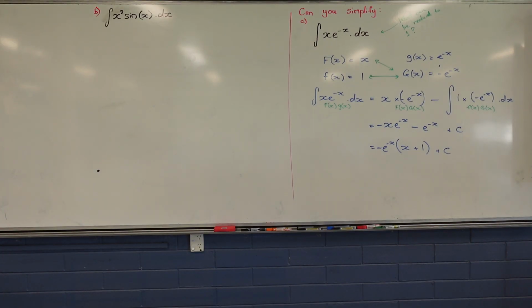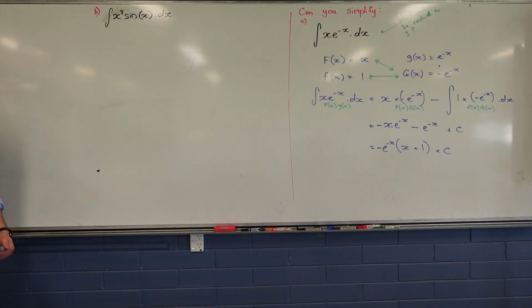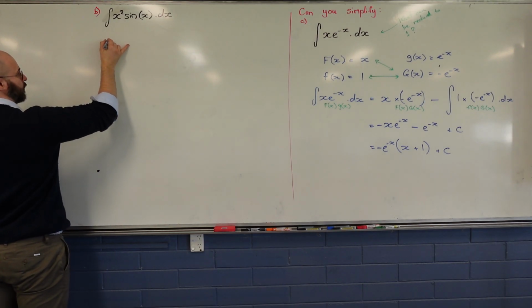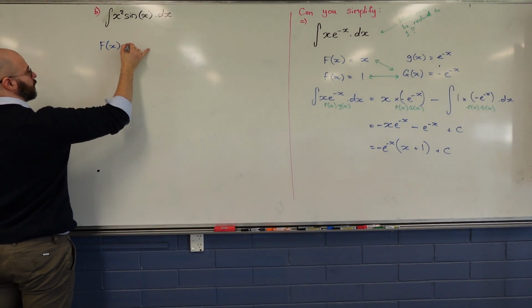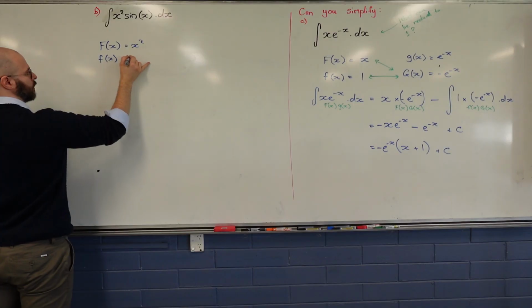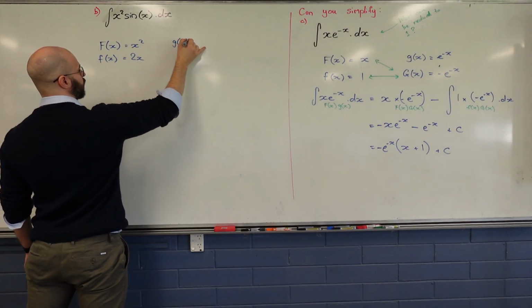Okay, two functions multiplied together. Now the question is, can one of these functions be reduced to a constant value if we kept applying integration by parts? Which one would it be? X squared. So what are we going to make capital F? X squared. And therefore what would little f be? 2x.